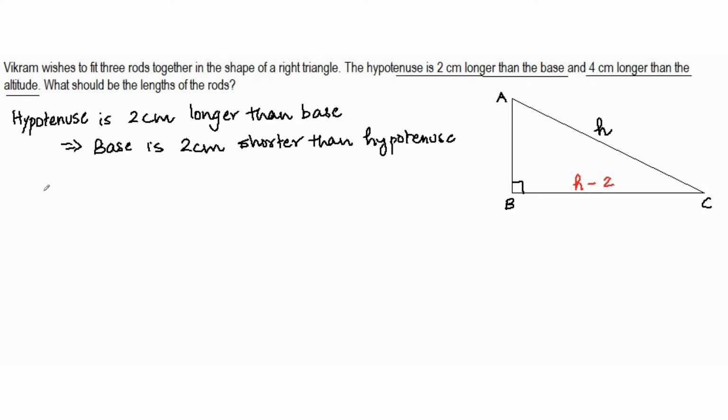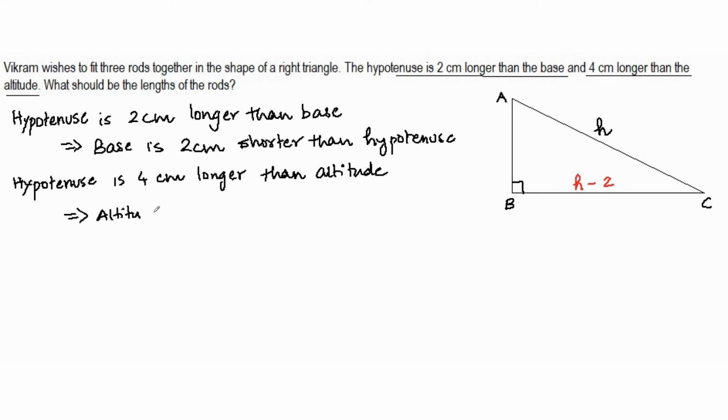It is also given that the hypotenuse is 4 centimeters longer than the altitude, which means that the altitude is 4 centimeters shorter than the hypotenuse, right? And therefore, if the hypotenuse is h, the altitude is now h minus 4, right?